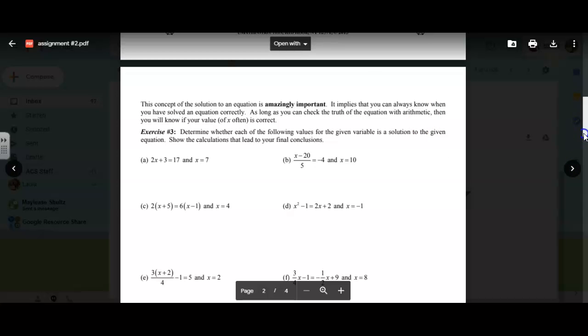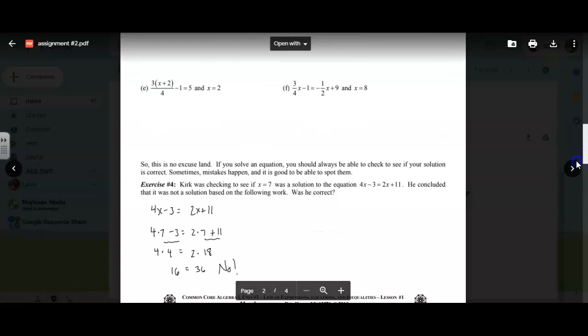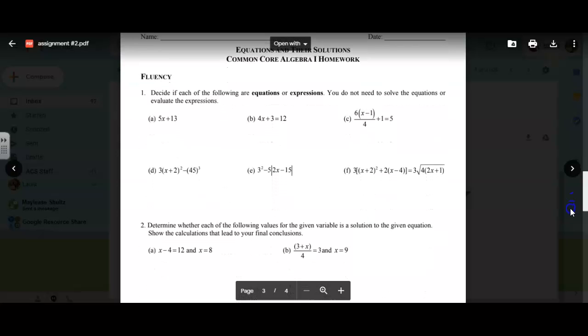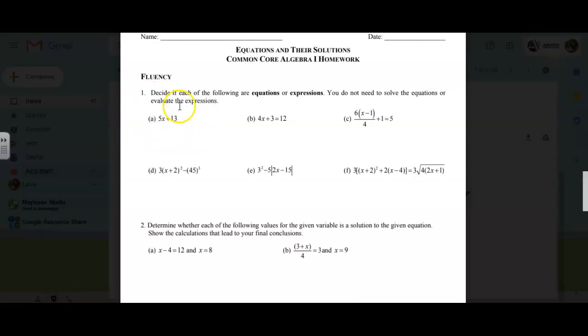All right. So let's look down at some of these practices. It says decide if each of the following are equations or expressions. You do not need to solve the equations or evaluate the expressions. So we have this first one here. We have to decide whether it's an equation or an expression.